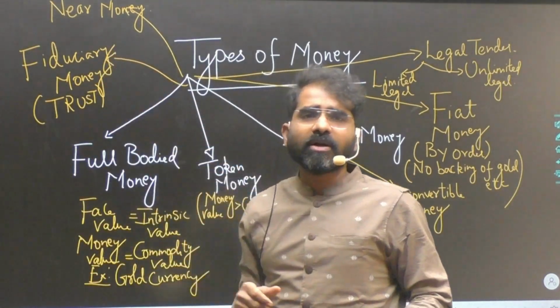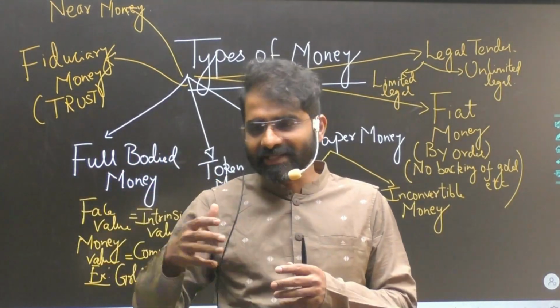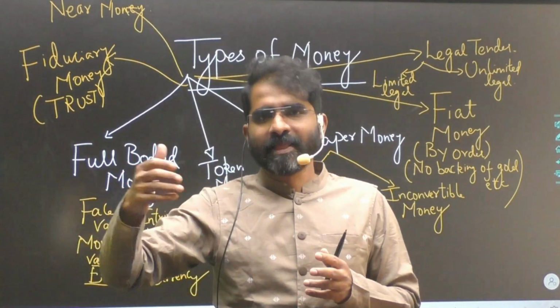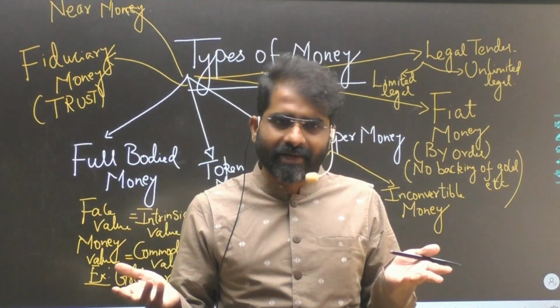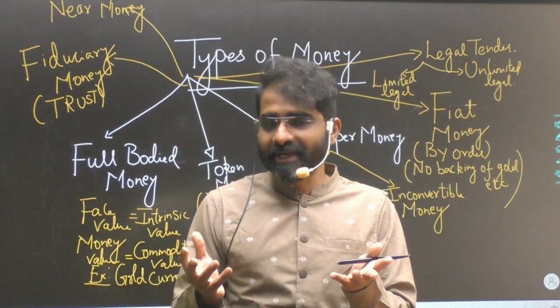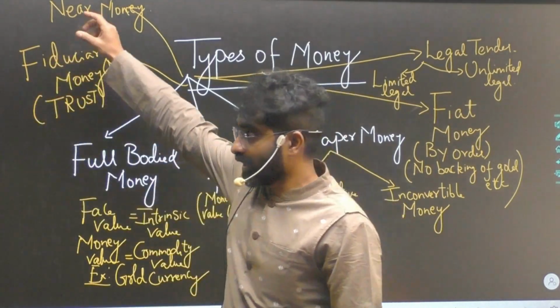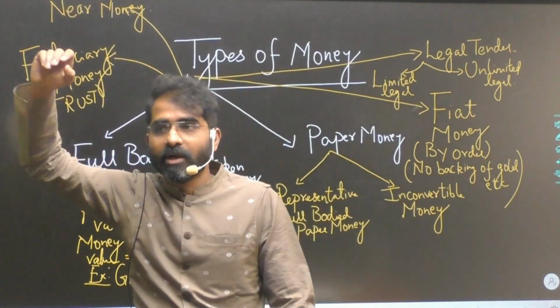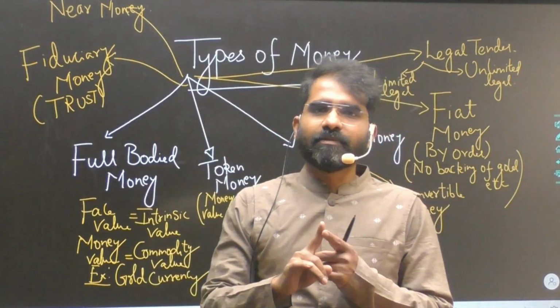There are also some monies which we call quasi money or near money. Near money means deposits in the bank, FDs in the bank. These are liquid, to some extent. They can be easily taken out, but they are not an immediate medium of exchange. So they are near money, but they are not legal tenders. That is what is quasi money or near money. So fiduciary money is based on trust, fiat money is by order.